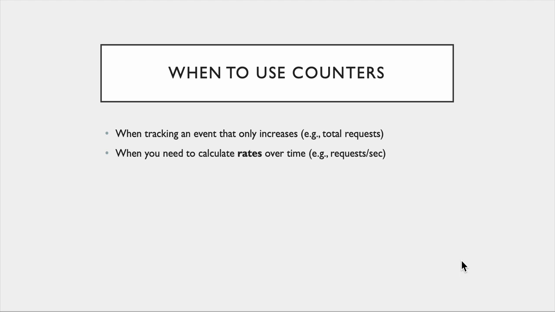Counters are particularly helpful when you want to understand event frequency or calculate rates such as requests per second. For instance, by monitoring a web server request counter, you can identify traffic spikes and scale the resources accordingly. So the use cases are when the value that you're tracking only increases, and you want to analyze the rate of change over time.